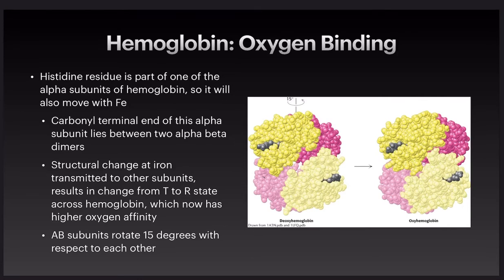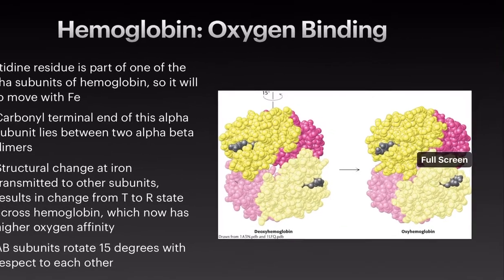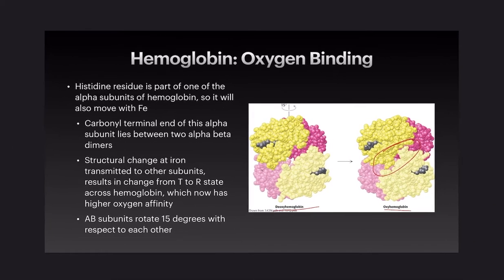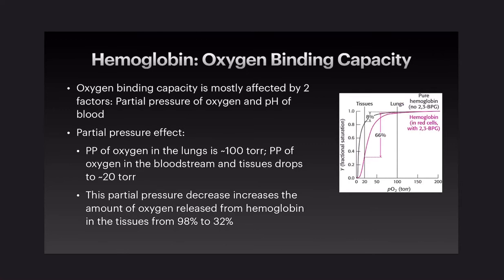The alpha-beta dimers will then rotate 15 degrees with respect to each other. So based on this picture here, we can see they're rotating about 15 degrees. It almost looks like they're coming closer together right in here. So this is oxyhemoglobin and this is deoxyhemoglobin. So as we keep going, now we're going to talk a little bit about the binding capacity.